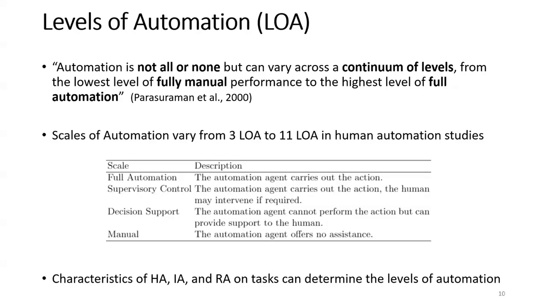At the manual level, the automation agent offers no assistance, so it has to be done by a human agent. Decision support is where an automation agent performs the task, but more like giving support to a human agent who ultimately does the task. Supervisory control is where the automation agent does the task and the human agent can intervene if required. And finally, full automation is a scenario where the automation agent performs the entire task. The characteristics of the resources can determine the levels of automation.